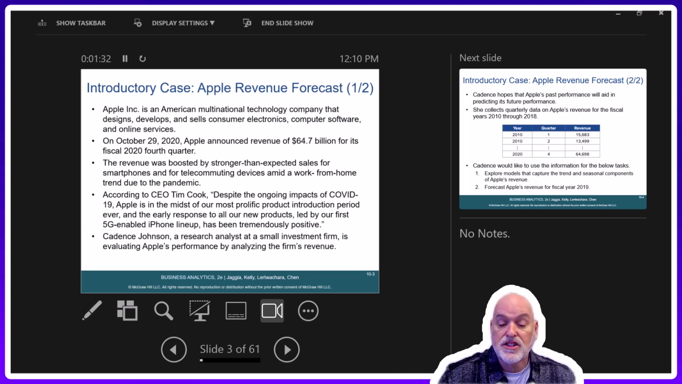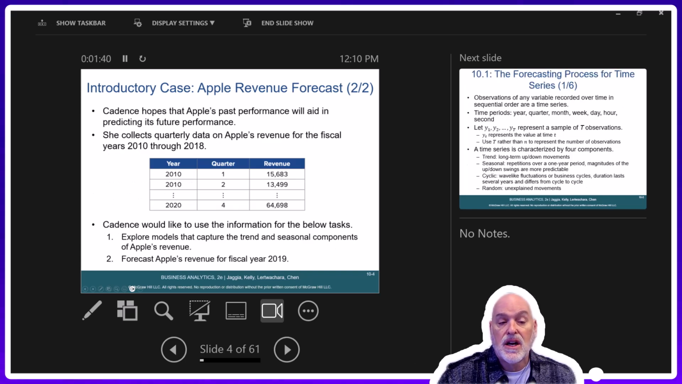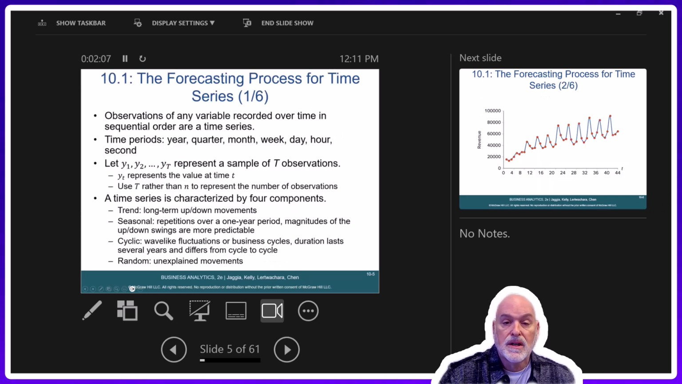Candace Johnson, a research analyst at a small investment firm, is evaluating Apple's performance by analyzing the firm's revenue. Candace hopes that Apple's past performance will aid in predicting its future performance. She collects quarterly data on Apple's revenue for the fiscal years 2010 through 2018. Candace would like to use the information for the below tasks. Number one, explore models that capture the trend and seasonal components of Apple's revenue, and forecast Apple's revenue for fiscal year 2019.